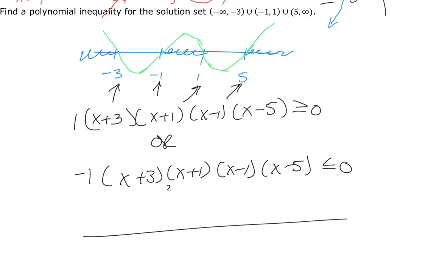And then its graph would look like this. Here's negative 3, negative 1, 1, and 5. It'll look something like this.